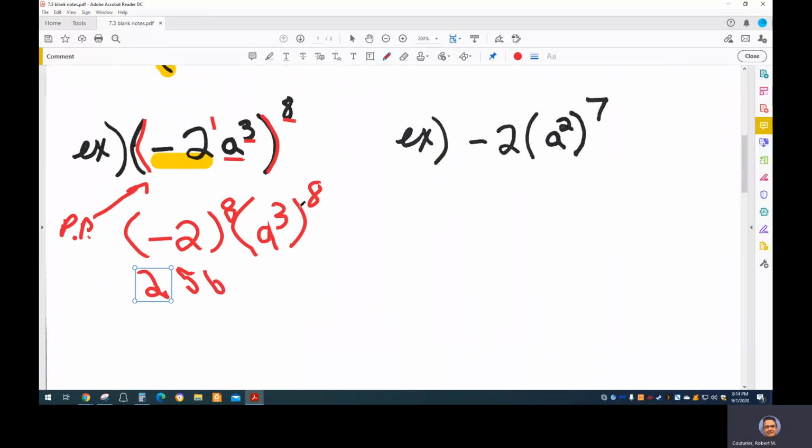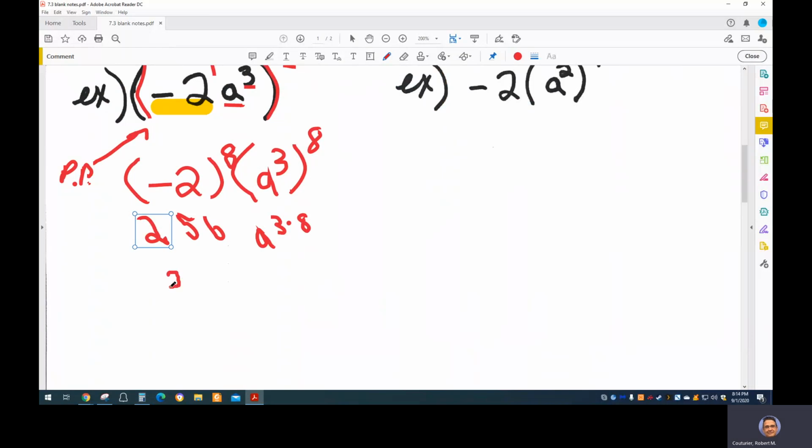All right, and now we have a to the 3rd power being raised to the 8th power. This is the power to power part. Our base is a, and we have to do 3 times 8. And then we simplify one more time. 256. And 3 times 8 is 24.